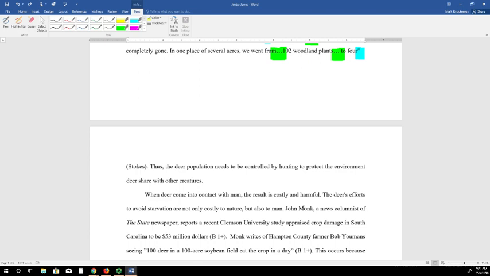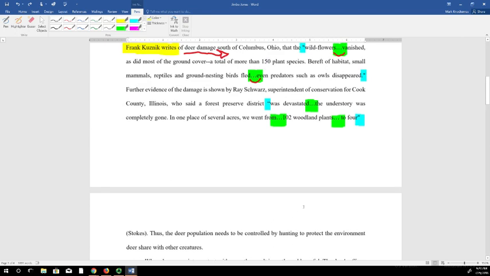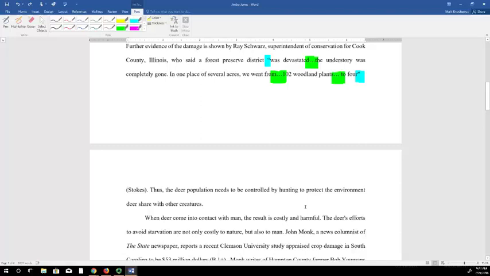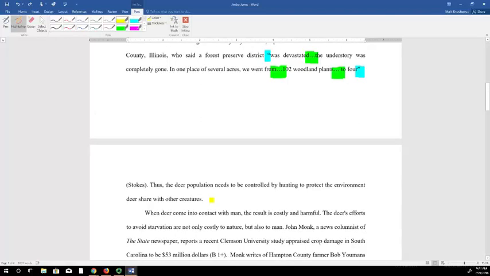and that's having strong concluding sentences. So you might remember this, right? Taking a look at the required in-text documentation, right? So now, let's take a look at what's happening here in this concluding sentence. What am I doing? Thus, the deer population needs to be controlled by hunting to protect the environment deer share with other creatures. What am I doing? This is my concluding sentence.